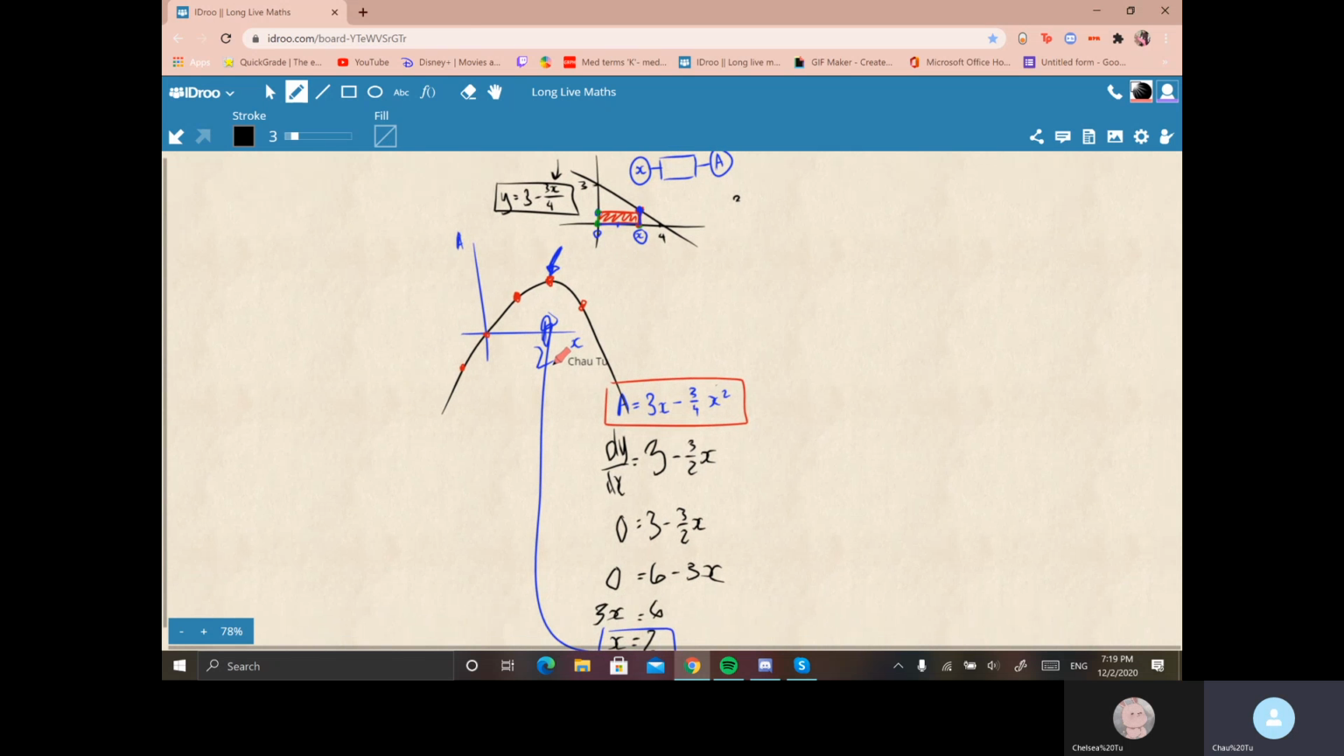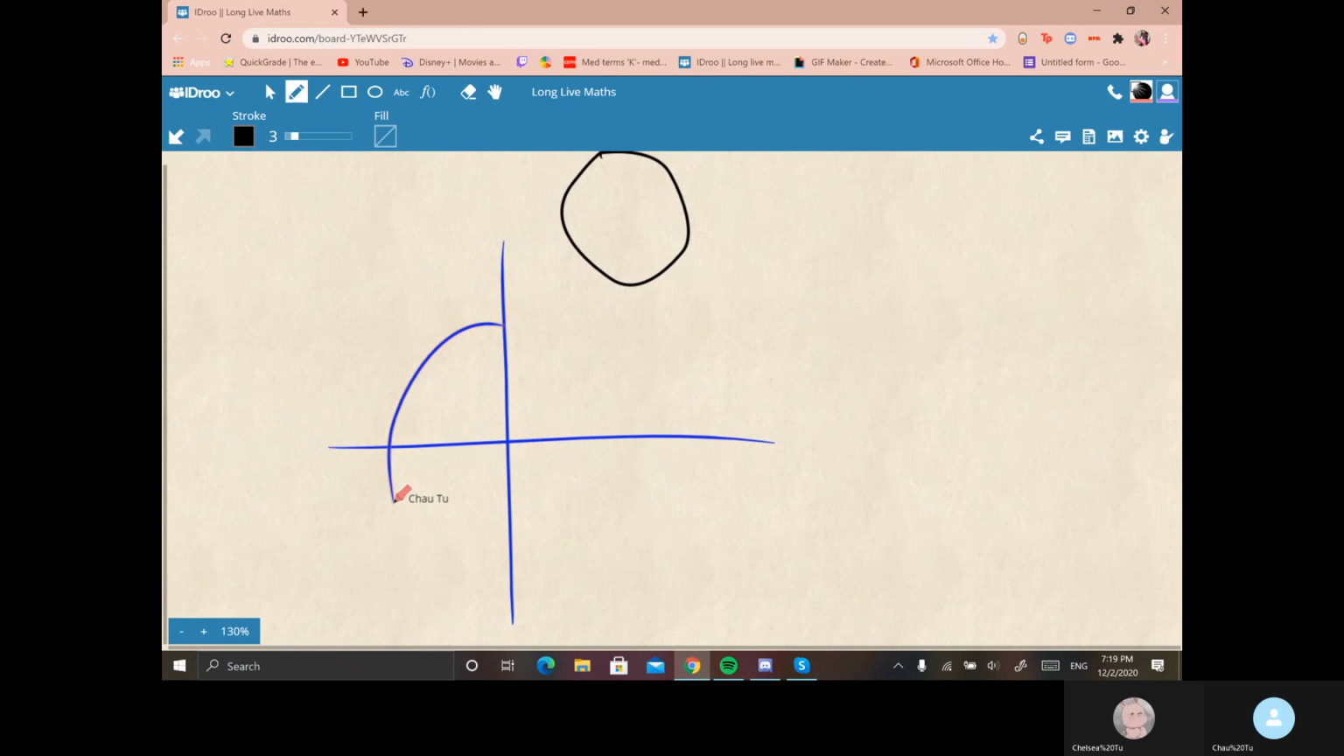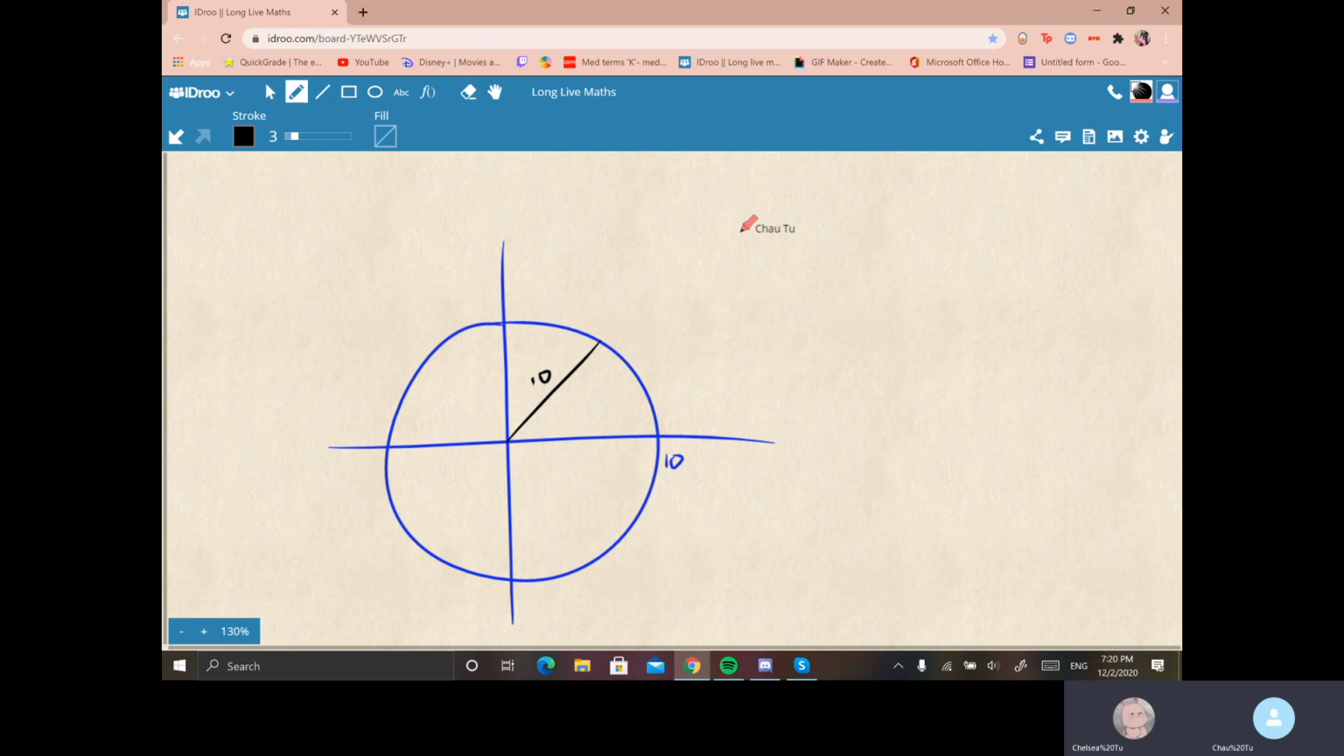So next problem here, Chelsea. Do you know the formula for a circle? How would you draw a circle of radius 10 in Desmos? Circle of radius 10. How would you draw a circle of radius 10? Radius 10. Yeah. How would you draw it? What's the formula for a circle?